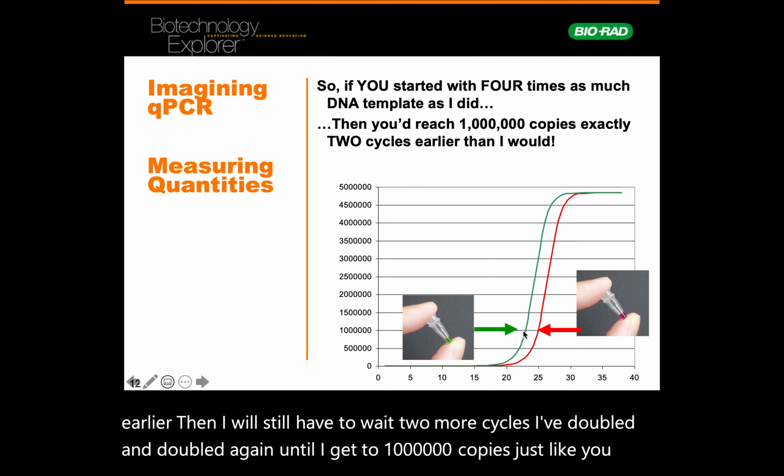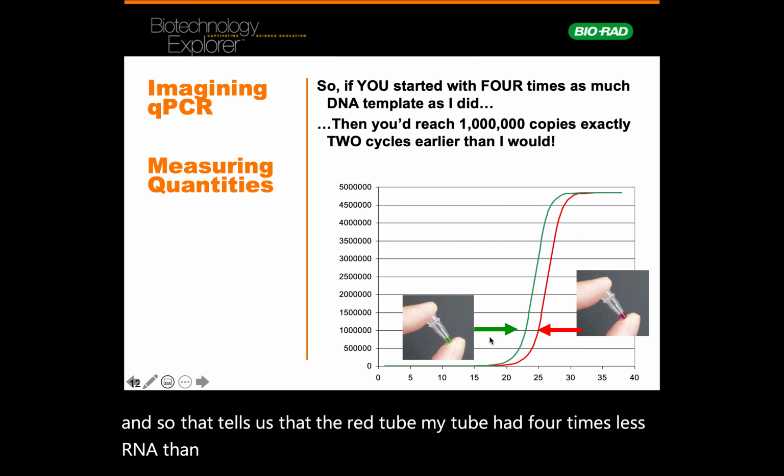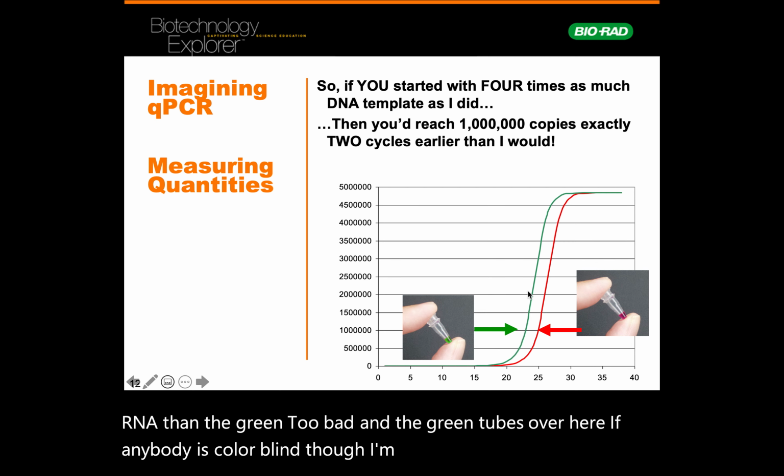And so that tells us that the red tube, my tube, had 4 times less RNA than the green tube had. And the green tube's over here, if anybody is colorblind, or I'm talking about the left tube.